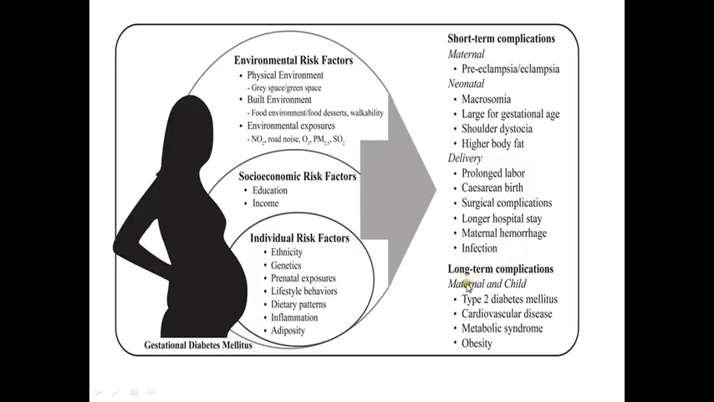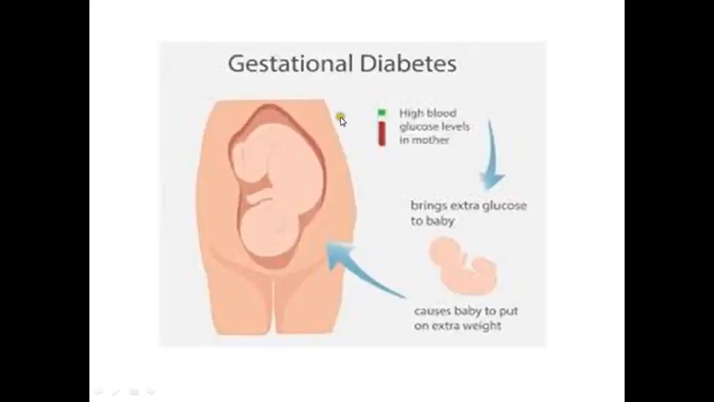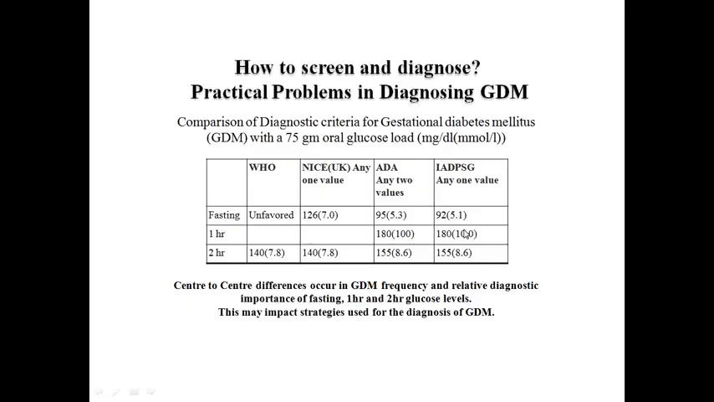The long-term complication to both mother and child is type 2 diabetes. These mothers in turn are more prone to develop diabetes, and these children are more prone to develop diabetes when they grow up. There is also risk of cardiovascular disease, metabolic syndrome, and obesity. So what happens in gestational diabetes? If there are high blood glucose levels, extra glucose will go to the baby and will cause an increase in the weight of the baby, resulting in macrosomic babies.